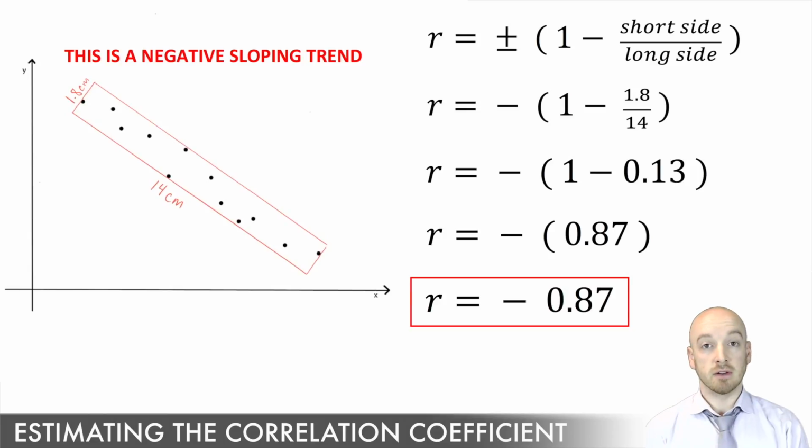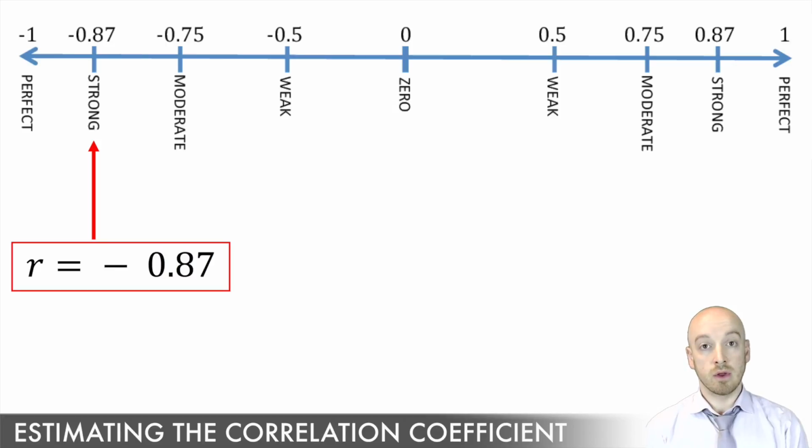So you can see the answer that I got here, and don't forget the negative sign in the answer. That indicates that the correlation between the two variables is negative. And now if I had to, I could locate that number, that correlation coefficient on my scale to figure out how strong or how weak this correlation is. And that's pretty much it for estimating the correlation coefficient.